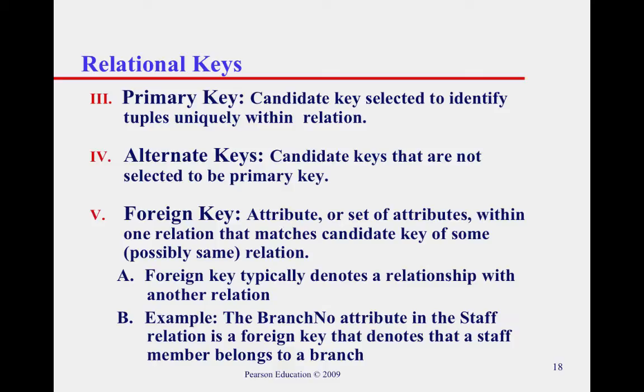Now, from those candidate keys, we select one of them to be the primary key. Even though there may be multiple candidates, we select just one. Normally, it's an artificial key that we have specifically created for that relation, like branch number, lease number, confirmation number, because it guarantees uniqueness and because it's compact.